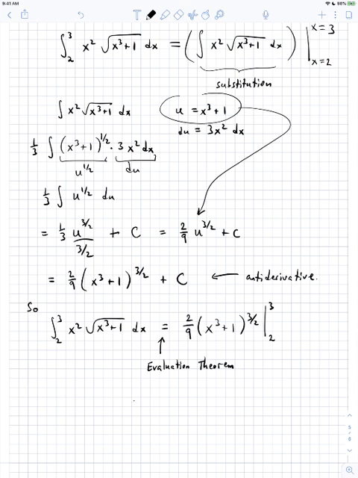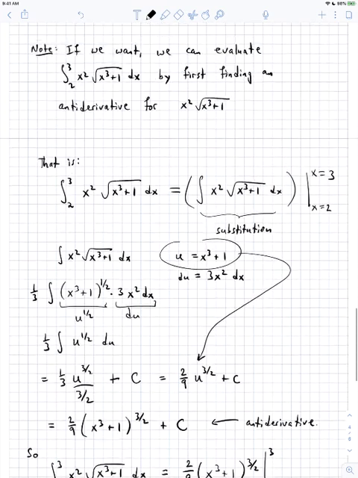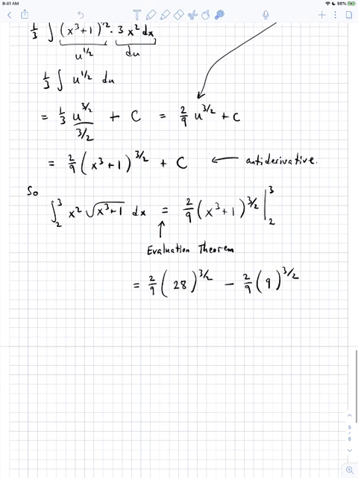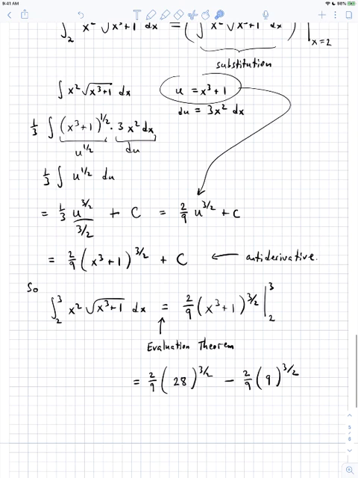And what happens if you actually plug this in? You're going to have 2/9 times, if you plug in 3, 3 cubed is 27, plus 1 is 28 to the 3/2, minus 2/9 times, and now we plug in 2, and we get 2 cubed is 8, plus 1 is 9 to the 3/2. And notice, what is that? That's the same thing that we had before. That's the same thing that we have here. So it doesn't matter how you do it, you can do it either way, and you'll end up with the same answer.